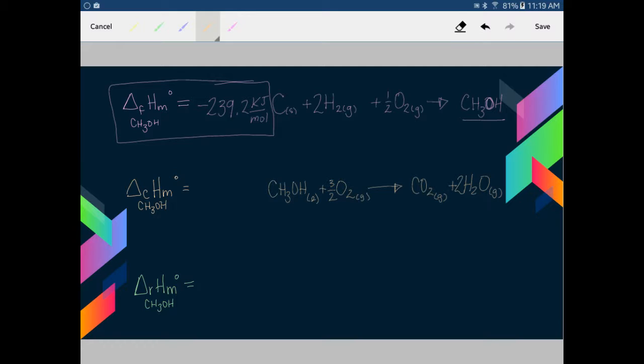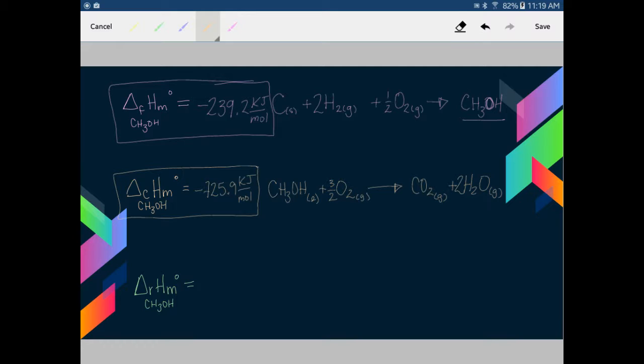So what we see is when 1 mole of methanol, again, we need the molar values. Okay, so when 1 mole of methanol is combusted in oxygen, producing carbon dioxide and water vapor, we see that there is negative 725.9 kilojoules per mole of energy produced. Again, it's a negative value, meaning that it's exothermic, for every 1 mole of methanol that is burned.